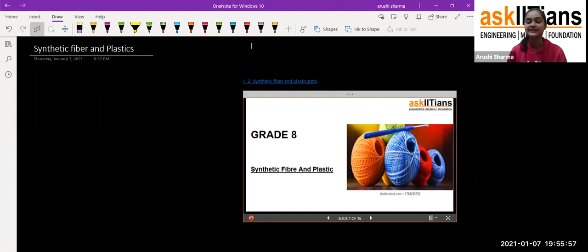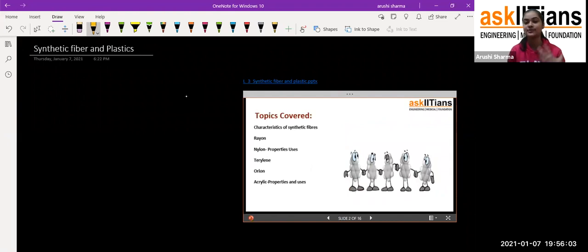Now today we are going to take our chapter to the next step. In the last session I told you the names of some synthetic fibers. There was rayon, there was nylon, and many other synthetic fibers which we studied, along with their advantages and disadvantages. Today we are going to discuss the characteristics of the synthetic fibers rayon, nylon, terylene, orlon and acrylic. All these are synthetic fibers.